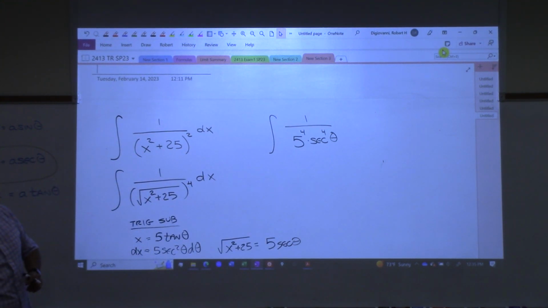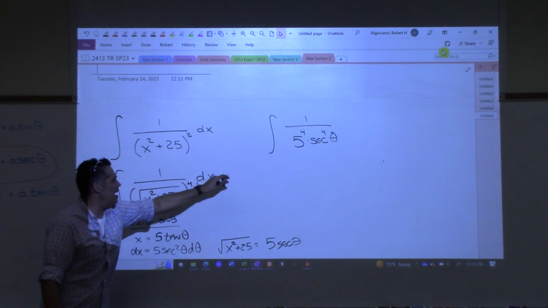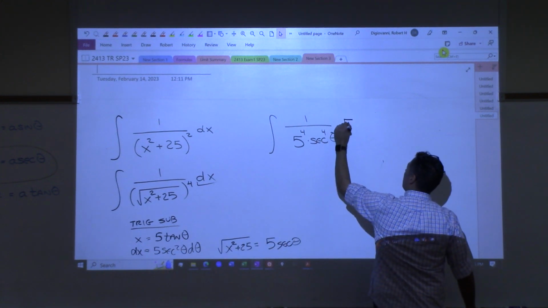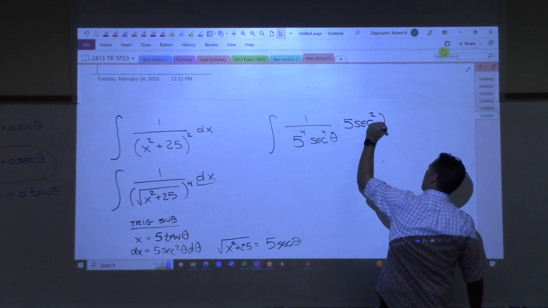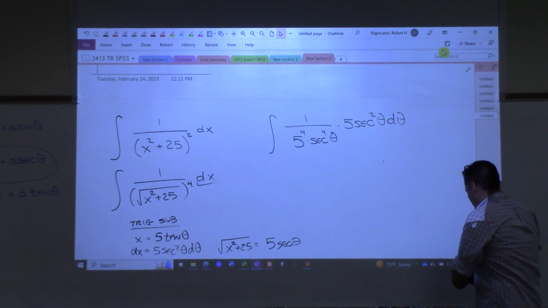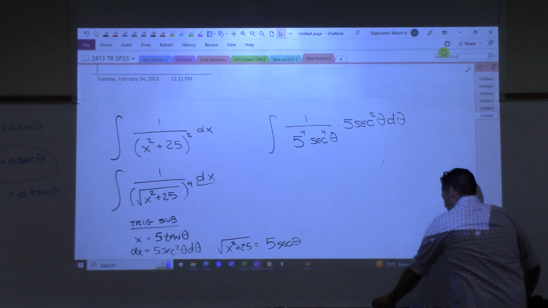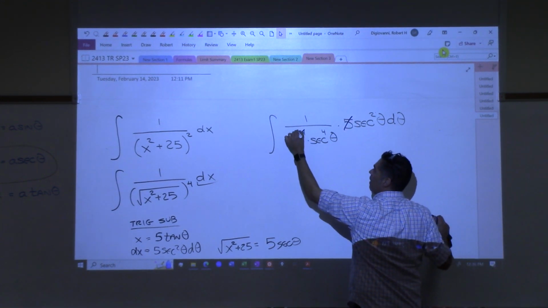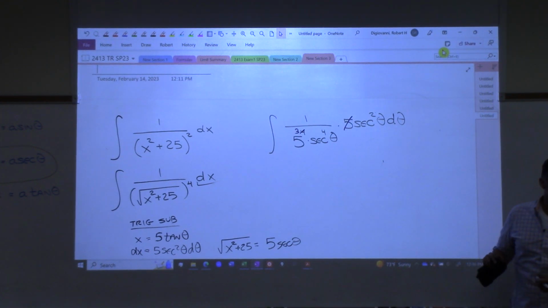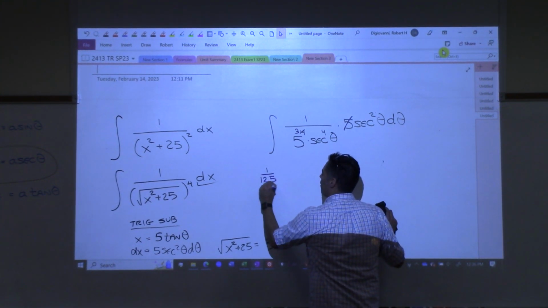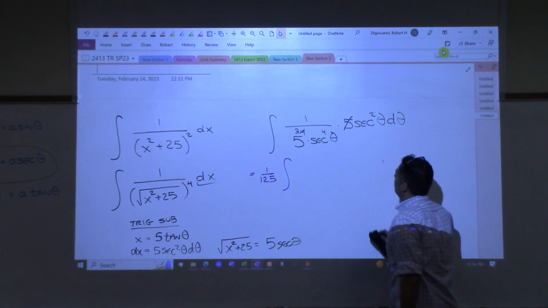And am I done? dx, right? I need the dx. So the dx is 5 secant squared theta d theta. I kind of like doing it this way because on the next step, one of those 5s goes away, and this now becomes 5 cubed, right? 5 cubed is 125. Just a little easier for my brain to handle that. So I'm going to put a 1 over 125 on the outside of the integral.